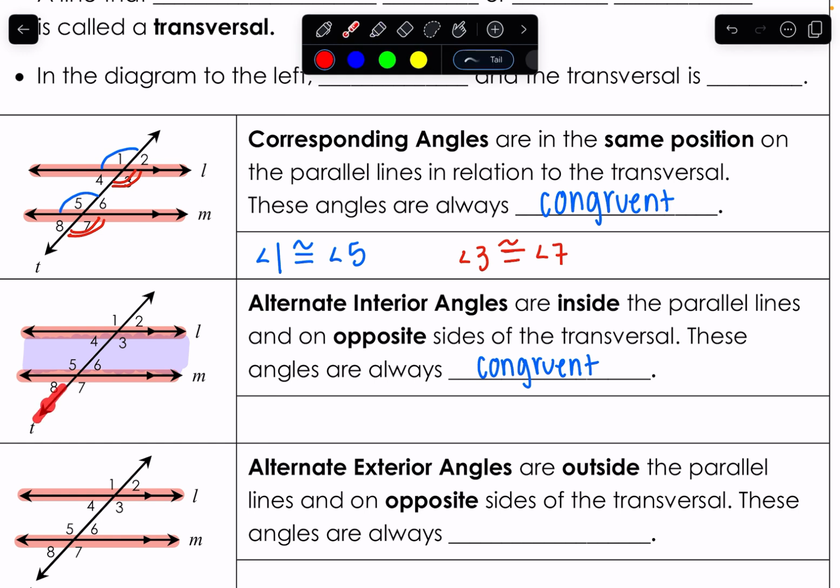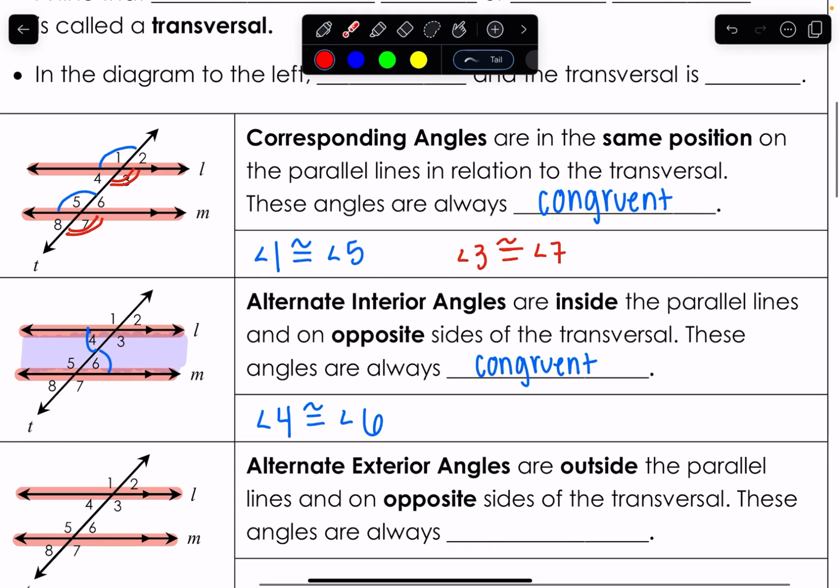Here's our transversal, so they have to be on opposite sides. Inside and opposite is 4 and 6, so angle 4 and angle 6. Because they are congruent, we'll say angle 4 is congruent to angle 6. Those are an example of alternate interior angles.